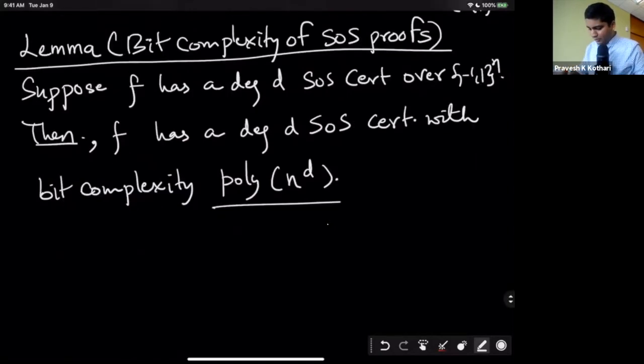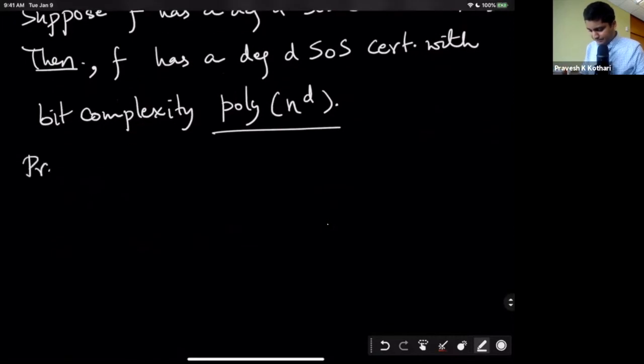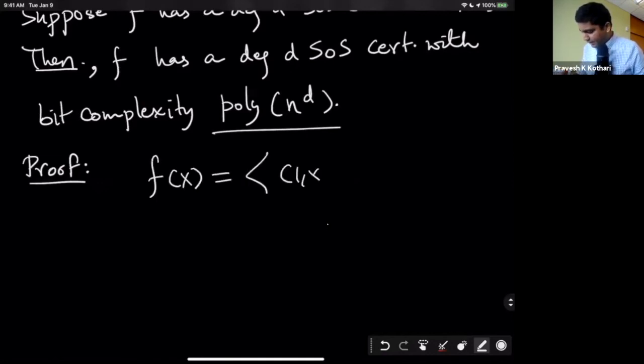Good, but let's sketch a proof of this. We are going to use this theorem that we just proved, which gives you an equivalence between low degree SOS certificates and PSD matrices. So we can write F(x) as 1,x tensor to the D over 2 times A times 1,x tensor to the D over 2, for some matrix A.